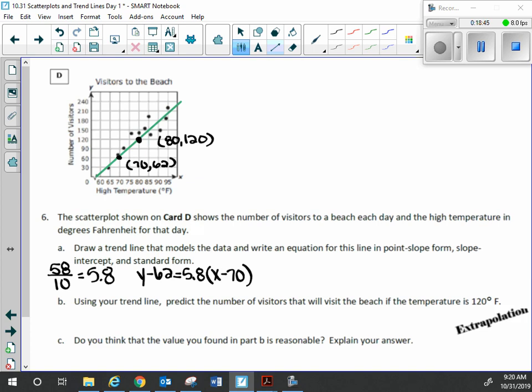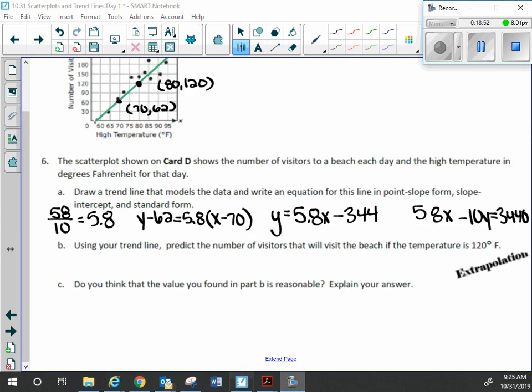Y'all take a minute or two and turn those into slope-intercept and standard, and then we'll talk about the other. All right. Using your trend line, predict the number of visitors that will visit the beach if the temperature is 120 degrees. Okay.